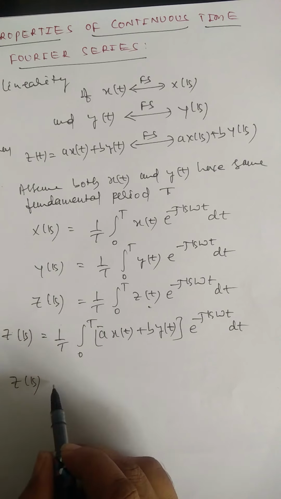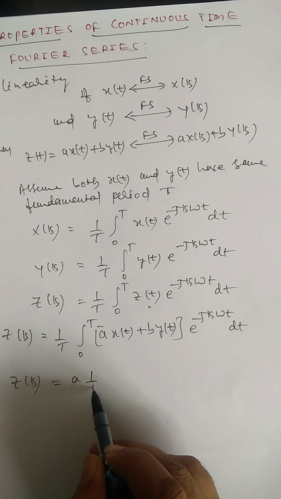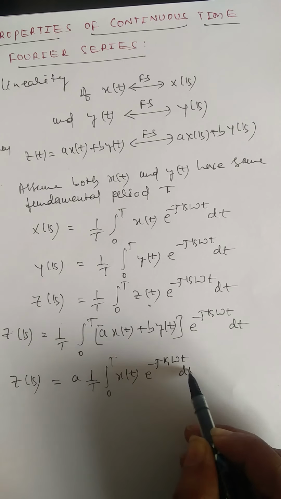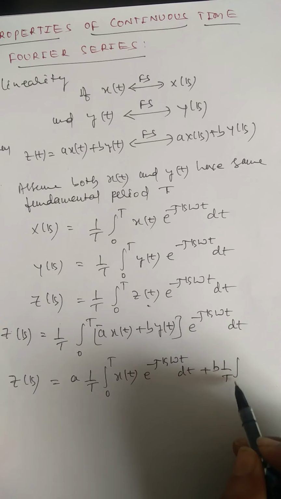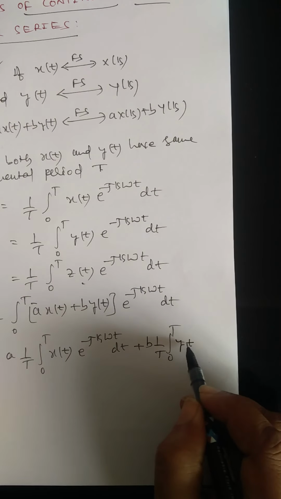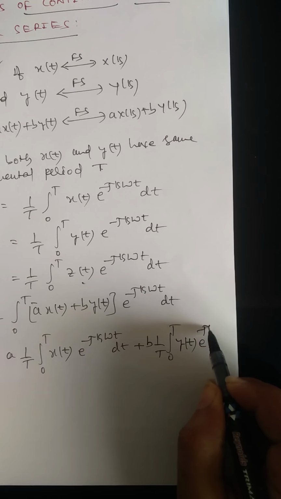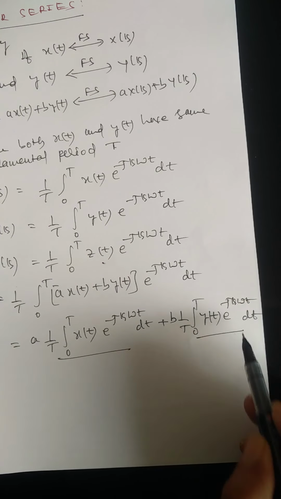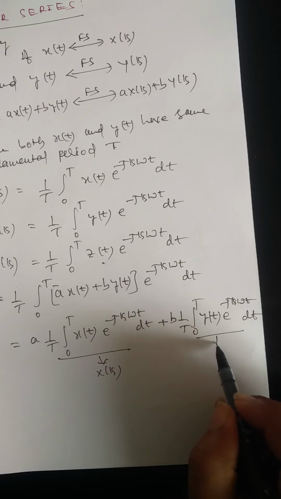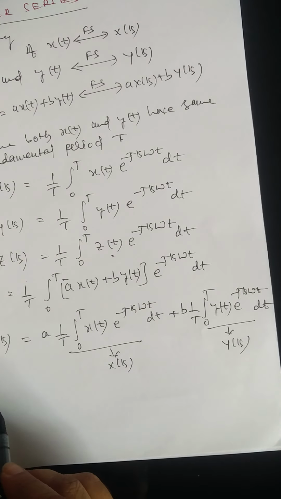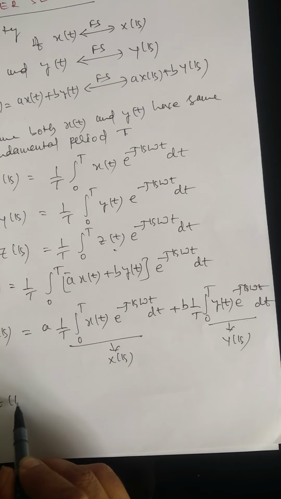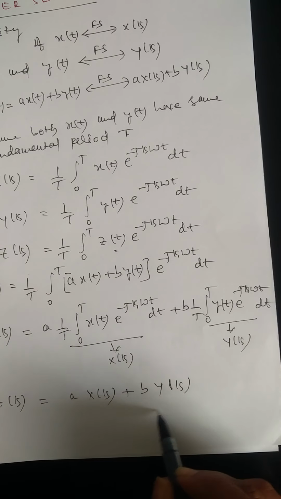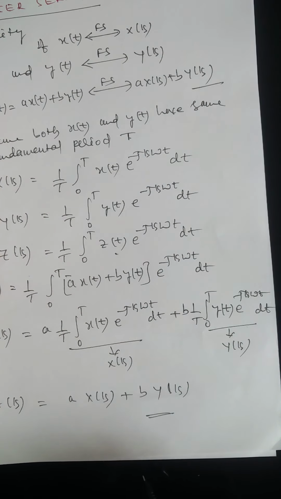Z of k equals, we can take a outside, 1 by T integral of 0 to T x of t e to the power of minus jk omega t into dt plus b, that is 1 by T integral of 0 to T y of t e to the power of minus jk omega t into dt. This is nothing but x of k, and this is y of k. In fact, z of k equals a into x of k plus b into y of k. And so it is proved. This is what they asked. This proves the linearity property.